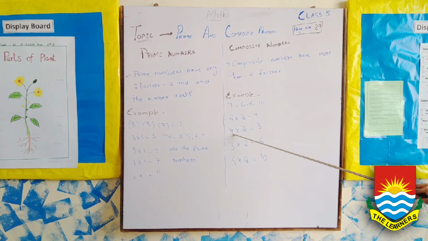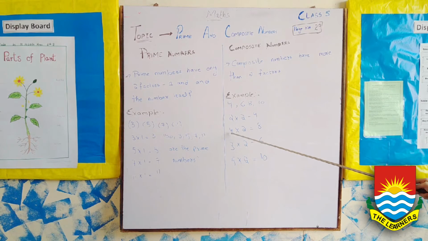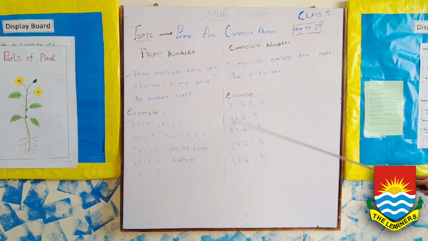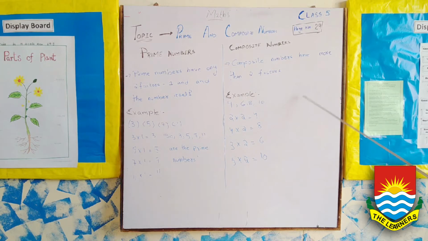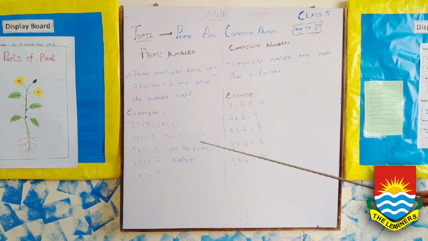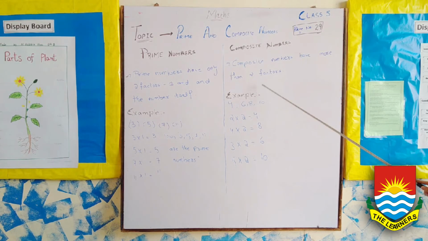Here 4 is also multiplied by 1, so 4 1s are 4. But these are the composite numbers like 4, 6, 8, 10, 12 and so on, because these numbers come in another table and with another number. So these are the composite numbers.